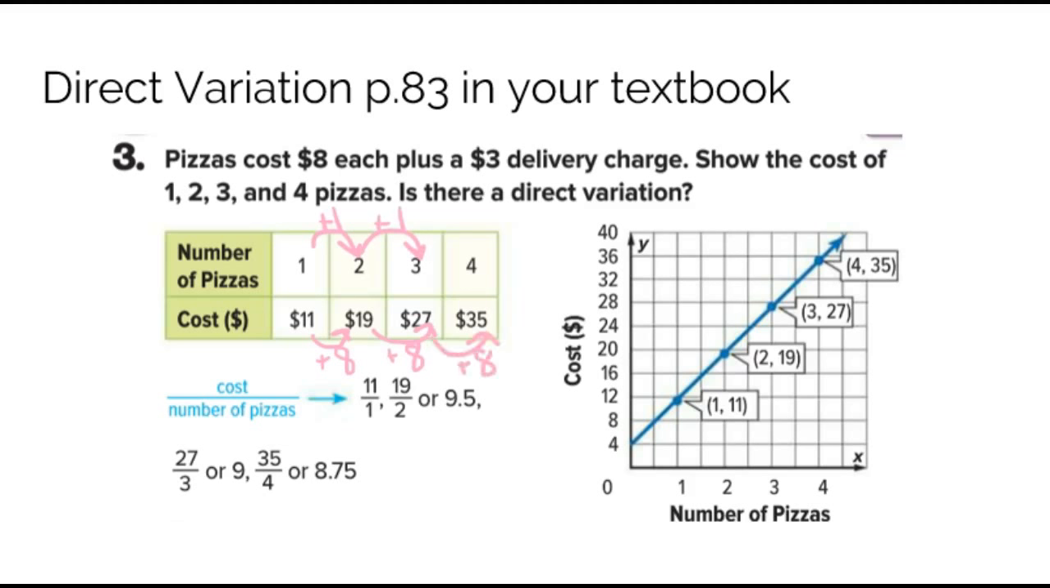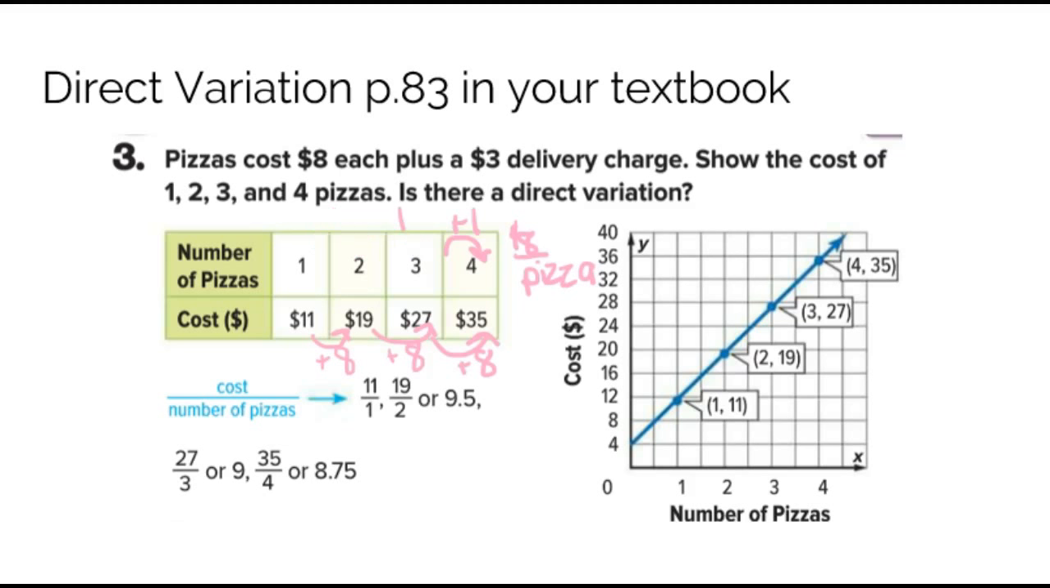27 to 35 is plus 8. 3 to 4 is plus 1. So we do have a constant rate of change here, $8 per pizza. But let's talk about proportionality.